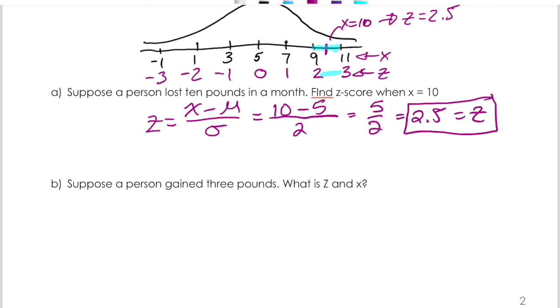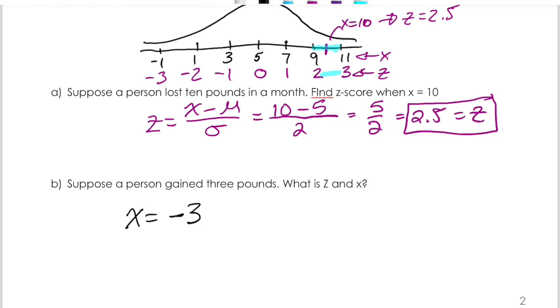Okay, looking at the next example, it says suppose a person gained 3 pounds. What is z and x? X, if you gain 3 pounds, you're doing the opposite of losing. In this example, losing weight is positive, right? If I have 5 pounds, that means I'm losing 5 pounds. So we need to do the opposite.